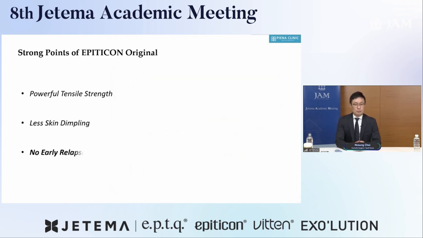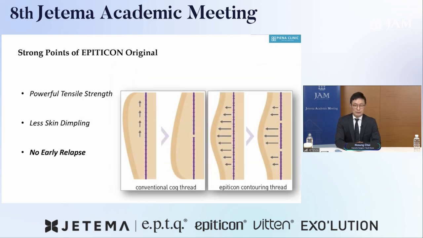The third differential point is that there is no early relapse. In general, when a conventional bidirectional cog thread breaks after insertion into the skin, it instantly loses its ability to hold tissue, resulting in an early relapse of skin sagging. However, Epiticon can continue to hold the tissue as a small unit, even if the thread breaks in the middle. So these small units play a role by themselves, and even though the thread is broken, there will be no early relapse or skin sagging.